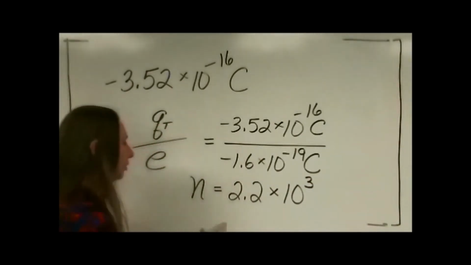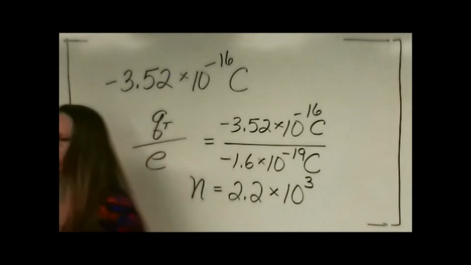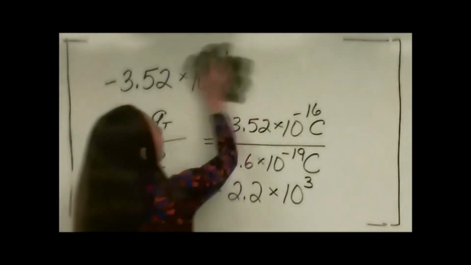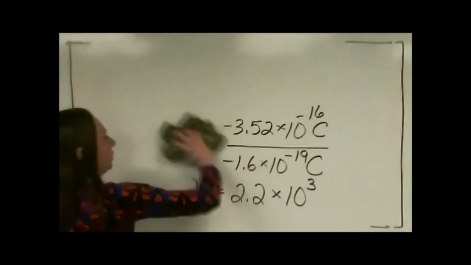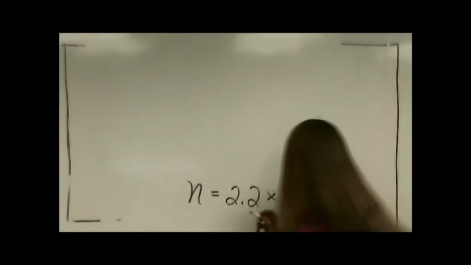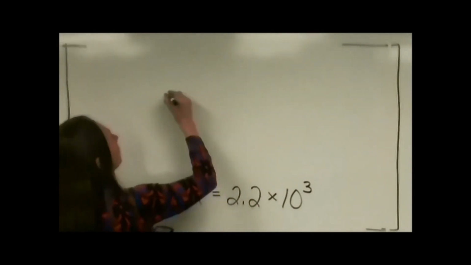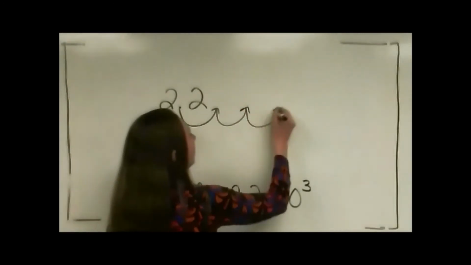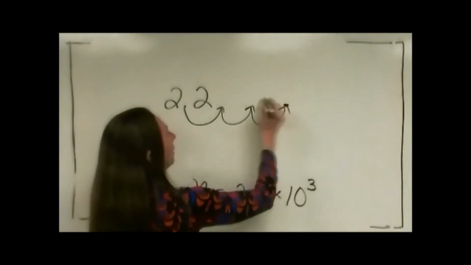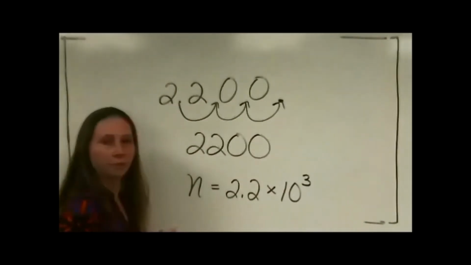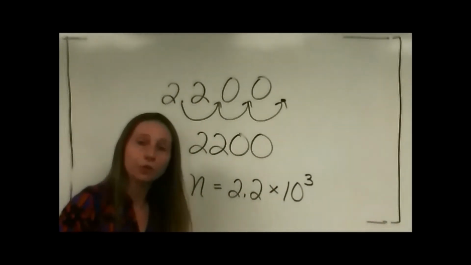Now, you look at that, and if you do it too fast, you say, oh, that's not a whole number. But wait a second. Just because it's 2.2 doesn't necessarily mean it's not a whole number. You forgot about the exponent. What is 2.2 times 10 to the third? 2.2 times 10 to the third is actually 2200. You can have 2,200 electrons.